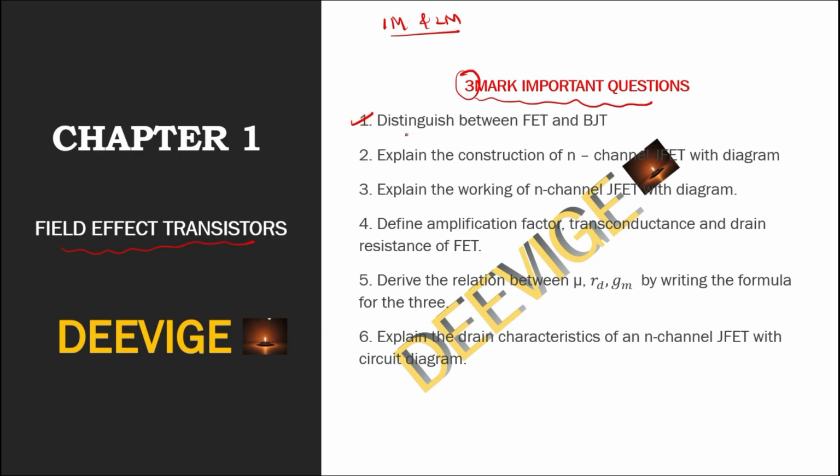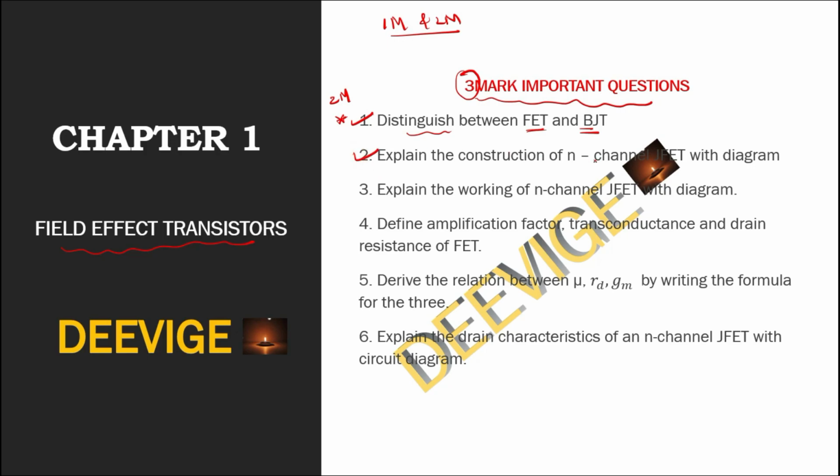First question, distinguish between FET and BJT. This is very, very important. It can be asked even for 2 marks. If it is for 2 marks, you will give 2 differences. If it is 3 marks, you will give 3 differences. But remember, always write 1 or 2 extra points. If 1 point goes wrong, at least you can gain marks in the other.